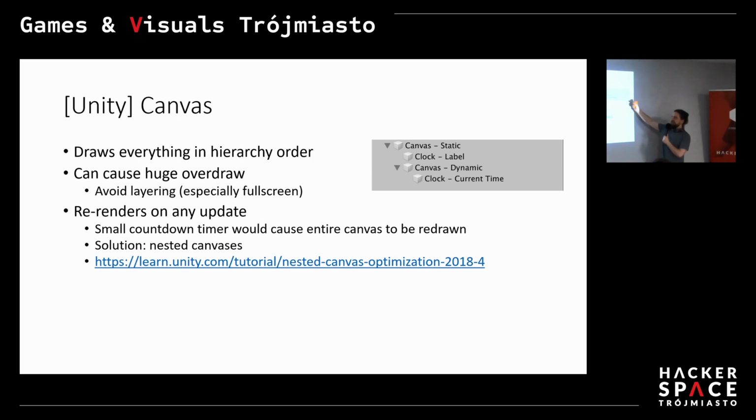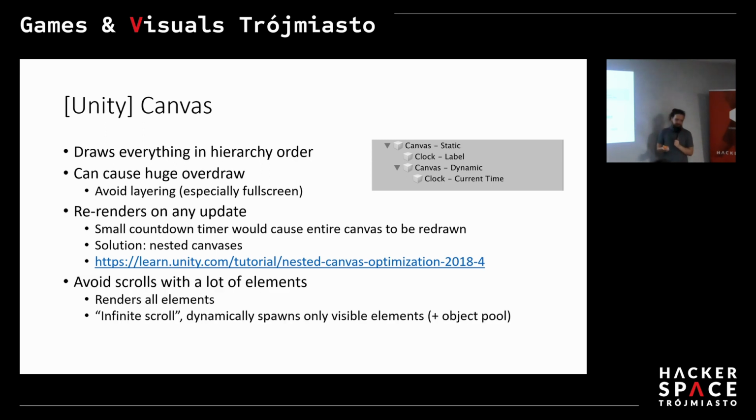You can have one canvas with all the static elements, like background elements, and you can have another with the dynamic elements, like the current timer. And so you just add a canvas component to this object, and that's it. You don't have to do anything else. It would immediately be much faster.